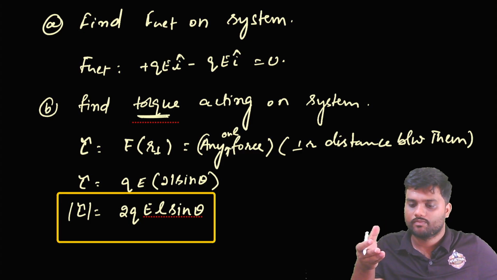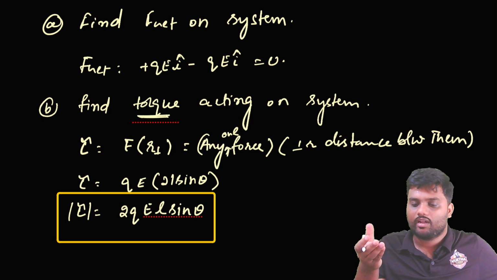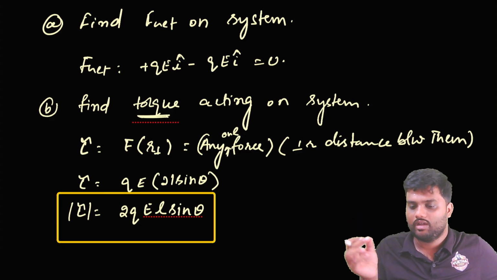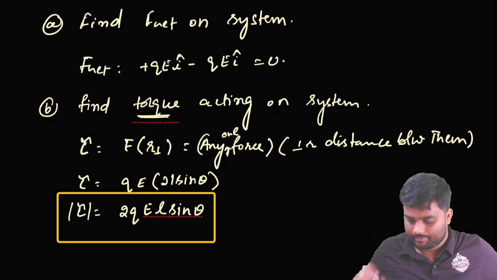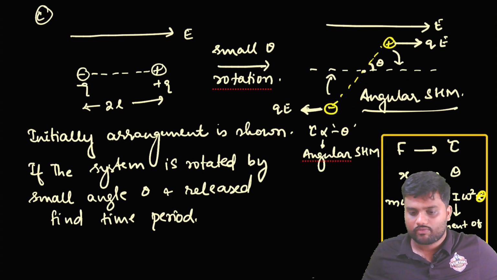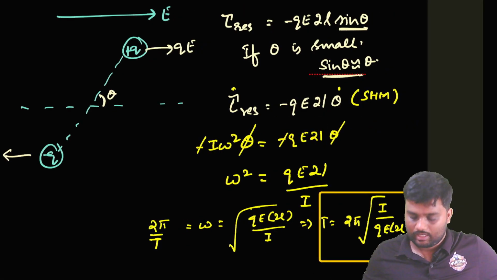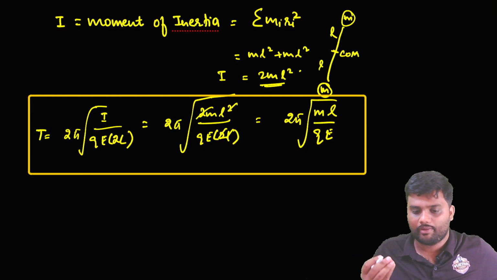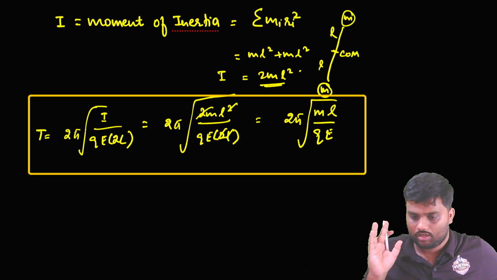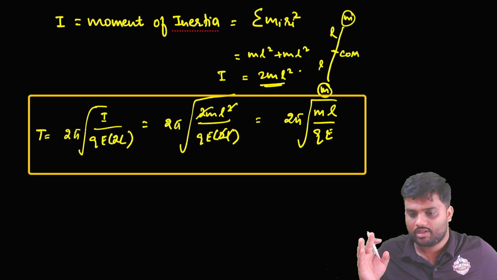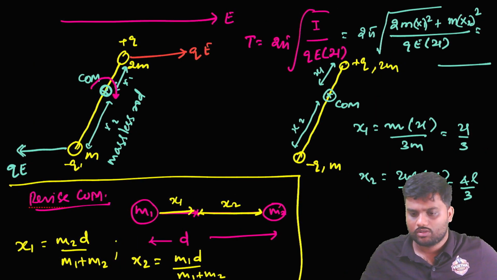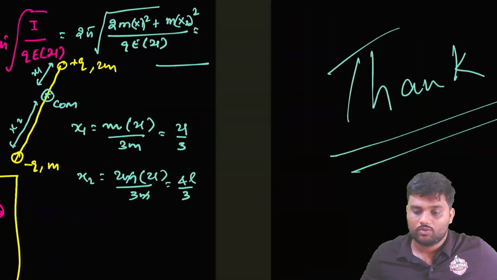Torque is the force times distance. How are we going to calculate that torque? Any one force times the perpendicular distance between them, 2QEL sin theta. Then when they ask for the time period, that is given by 2 pi under root I upon QE 2L. Understood? If you know how to find the moment of inertia, that will be great. This is how the calculations will go on. This is how the physics will go on.